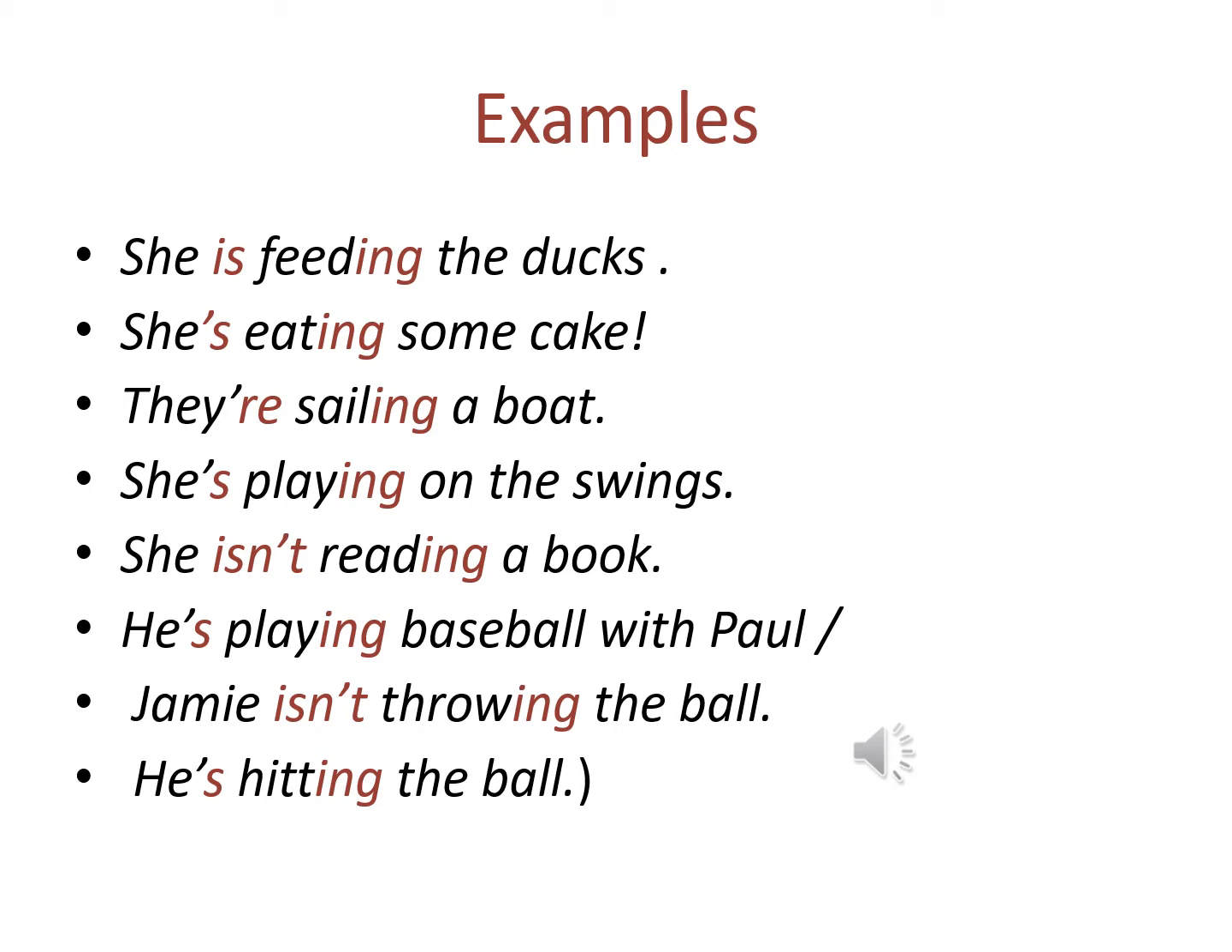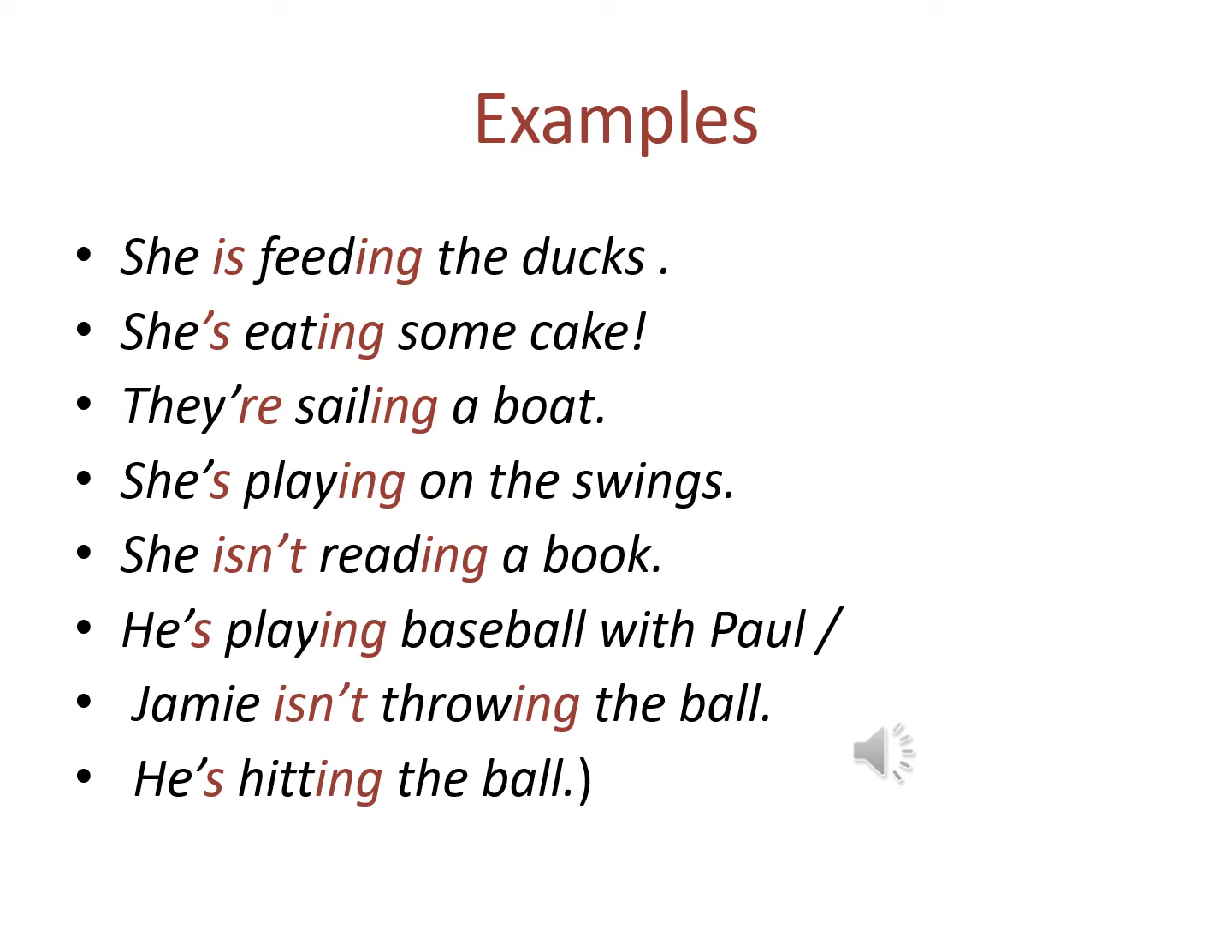Jamie isn't throwing the ball. Also here, isn't stands for is not in the negative form of verb to be, and we add ing to the verb throw. Throwing. Jamie isn't throwing the ball. He is hitting the ball. As you notice here also, we use apostrophe S. It stands for is, verb to be is, and we add ing to the verb hit. He is hitting the ball.